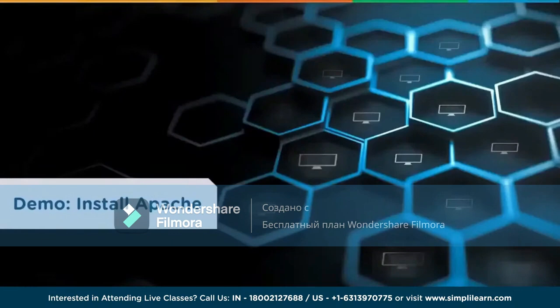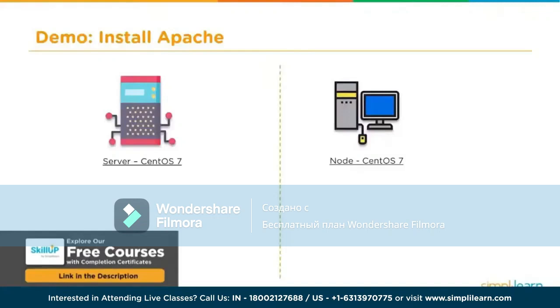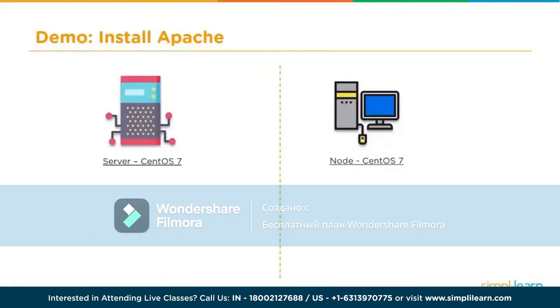And we reach the final and the most exciting part of our video, which is the hands-on. So today I'll be showing you how you can use Puppet to install Apache on one of your client machines. So we'll be using two machines here. We'll have a server and we'll have a node machine. The server is essentially your master. The node is your client.